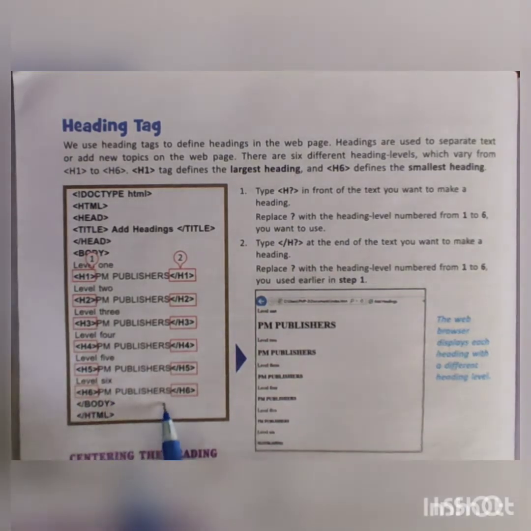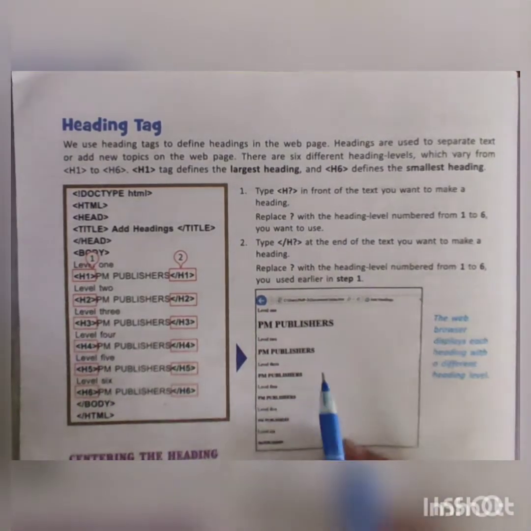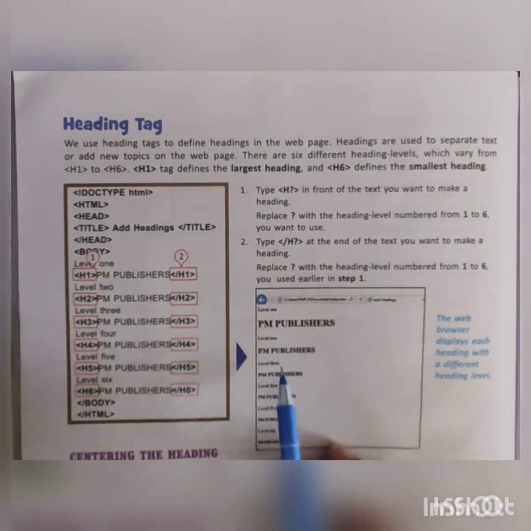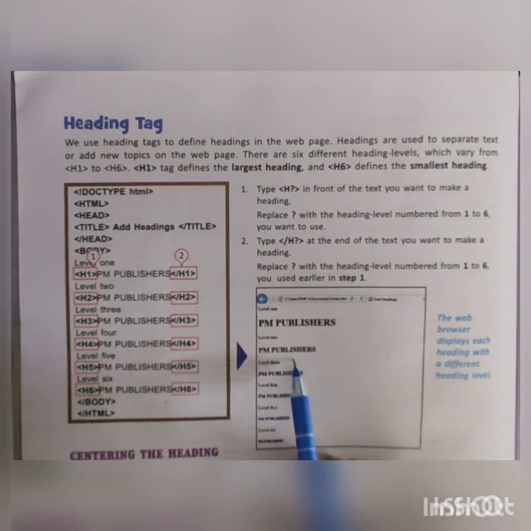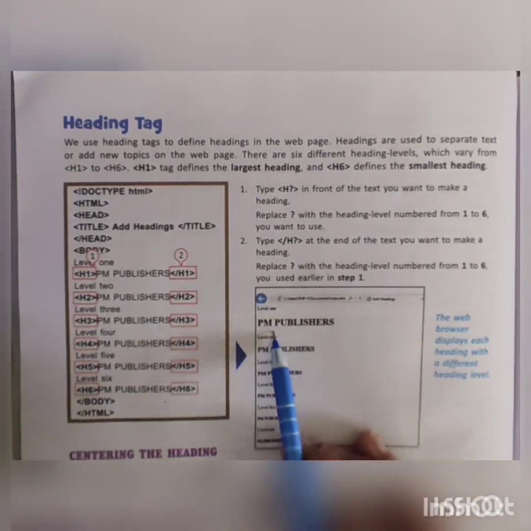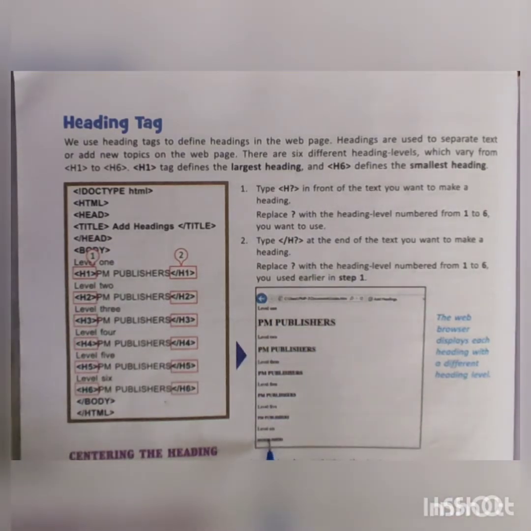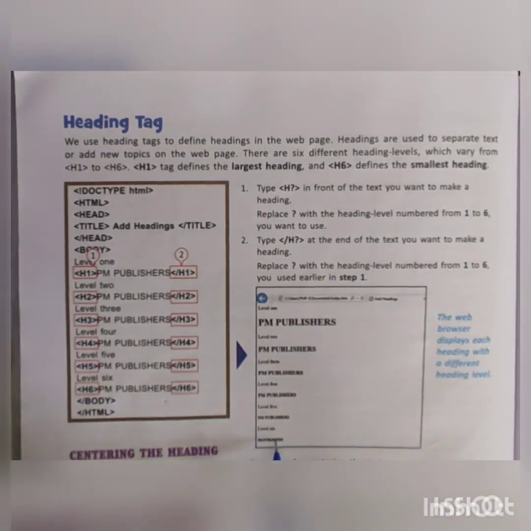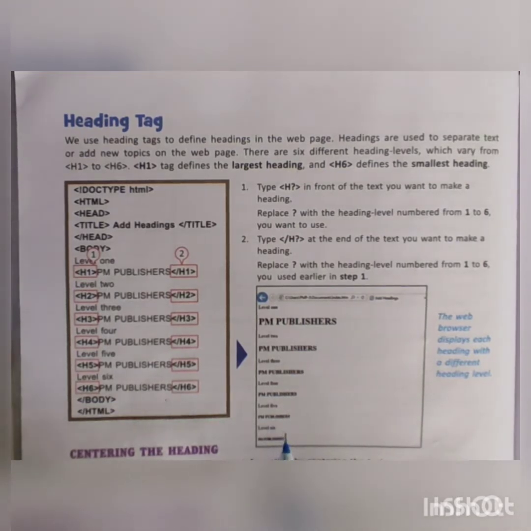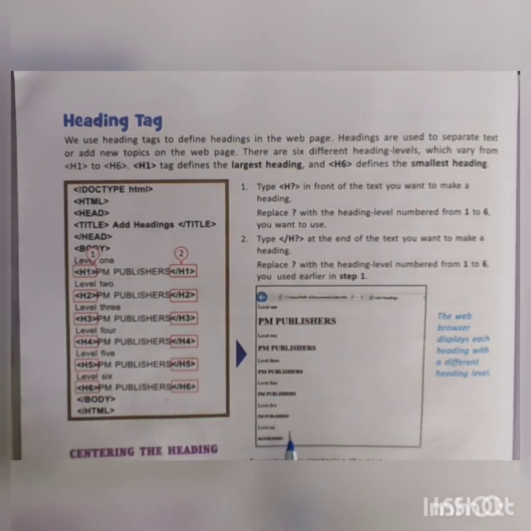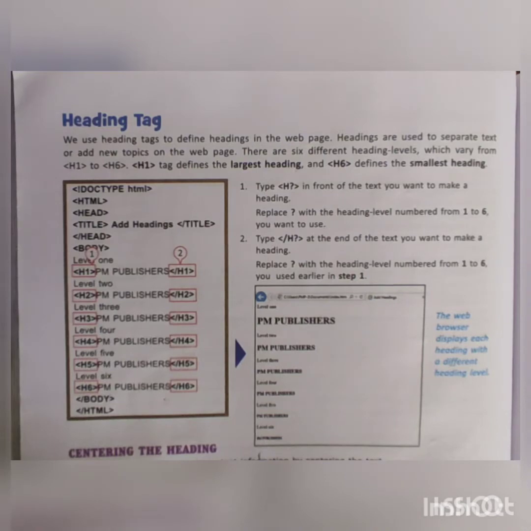And after saving, you can check the output that PM Publishers all are here. All these texts are shown in different headings. So H1 is the largest heading size and H6 is the smallest heading size. Okay students, so by using the H1 or slash H1 tag, you can apply the largest heading size. In a similar way, you can apply any other heading size.